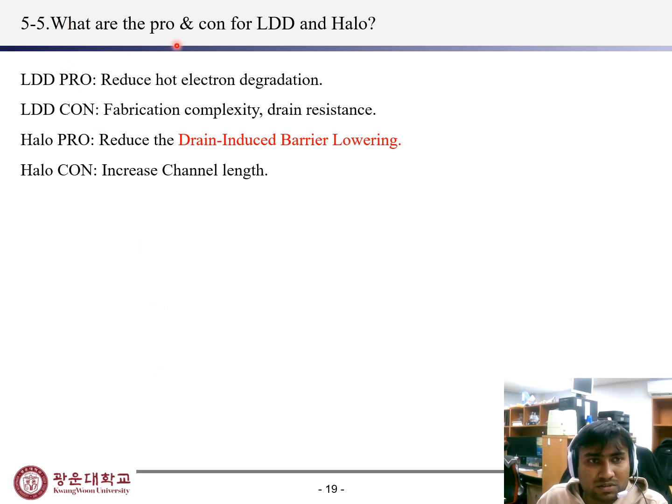What are the pros and cons of LDD and halo? LDD pro: reduced hot electron degradation. LDD con: fabrication complexity, drain resistance. Halo pro: reduces drain-induced barrier lowering. Halo con: increased channel length.